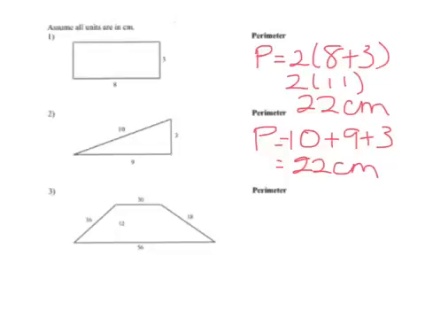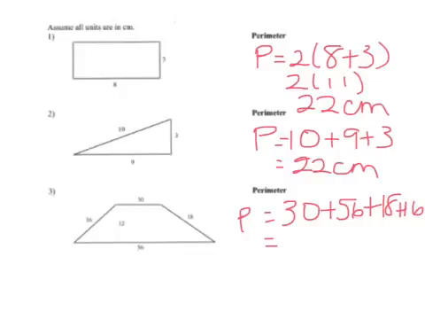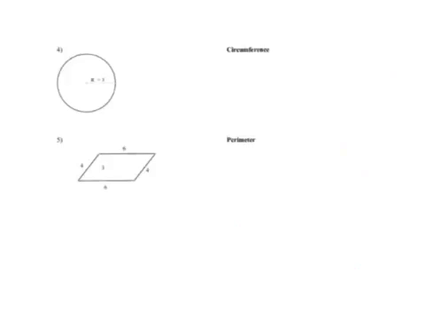I'm going to do the same thing here. I'm going to go ahead and just add these up together. So I'm going to add 30 plus 56 plus 18 plus 16. So let's just go ahead. Let's do 30 plus 56. That would be 86. And I'm going to add that with 34. Yep. And now we can just add that. That would be 10, 11, 12. So 120 centimeters. And 2 more.